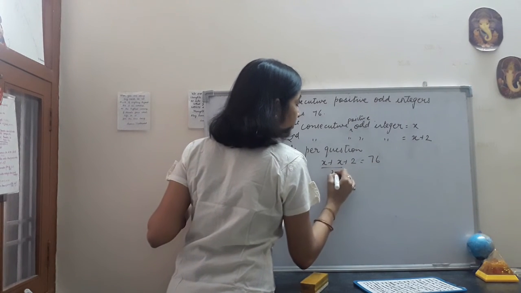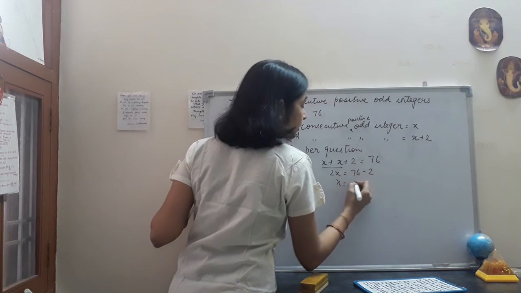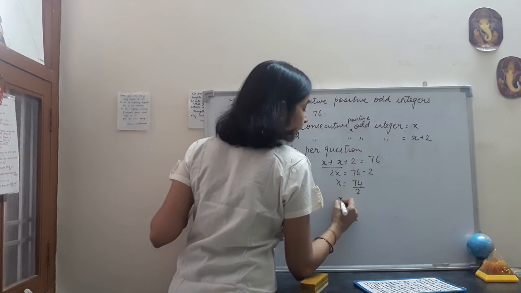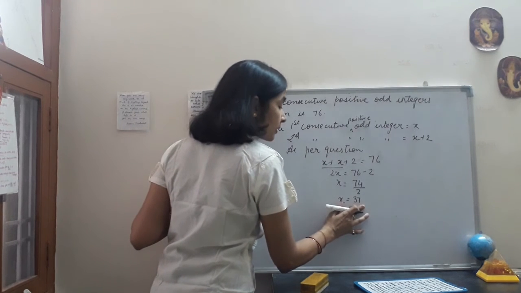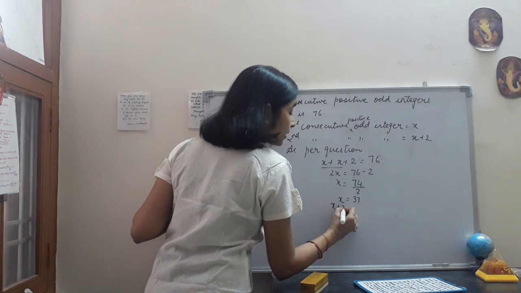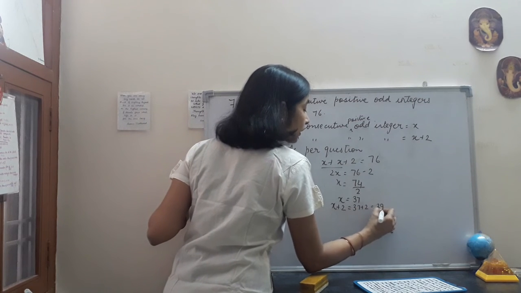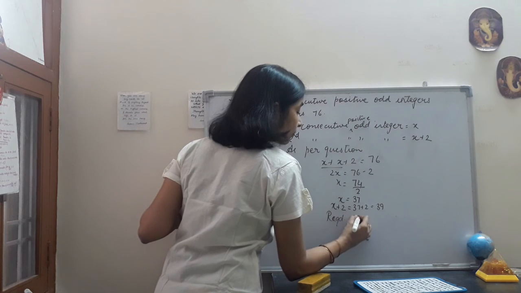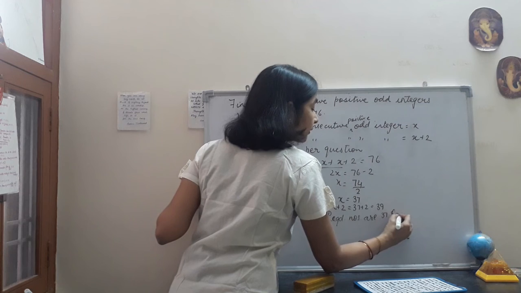Now adding the like terms, 2x is equal to 76 minus 2, which is equal to 74. This 2 will come here, we will divide it. So x is equal to 37. So the first odd integer is 37 and the second will be x plus 2, which is 37 plus 2, and that will be equal to 39. We are asked two numbers, so the required numbers are 37 and 39.